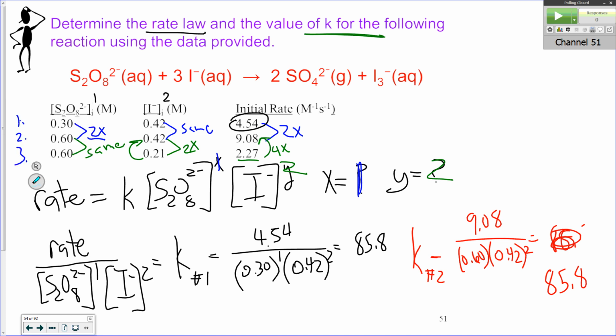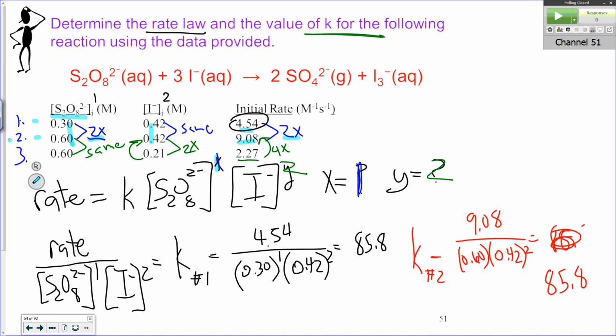If you look at experiments 1 and 2, the concentration of this reactant doubled, and this one stays the same. So you look at the change in the concentration of the one that went up, and then you compare the rate. The concentration doubled and the rate doubled. So the rate got twice as large. That means it's first order. So we know that with respect to this one, this was a 1. That told us it was first order.